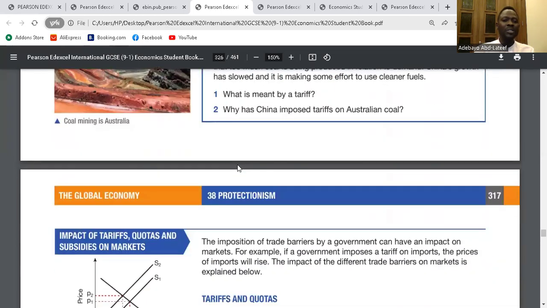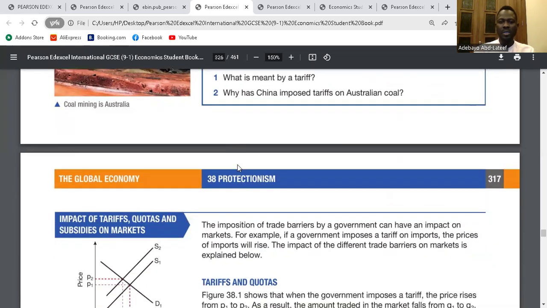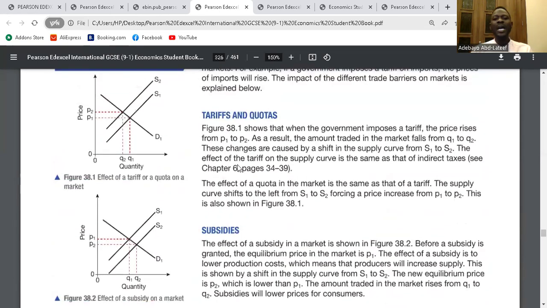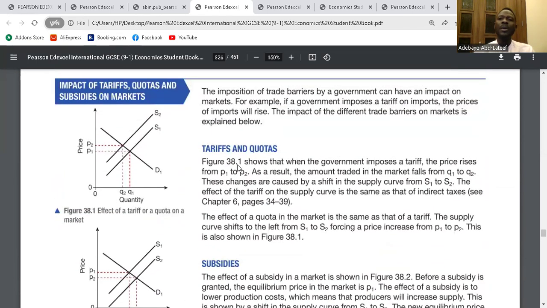Then we go to the impact of tariffs and quotas and subsidies on protectionism. For tariffs and quotas, we're talking about import restriction, yes or no? Yes. So if government increases tariffs on importation, government has to reduce quotas, not increase quotas. If government increases quotas, it means you can bring in more. But if government reduces quotas, it means government tells you to stop, to reduce what you are bringing into the country.